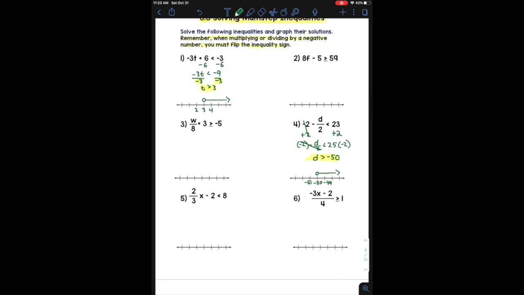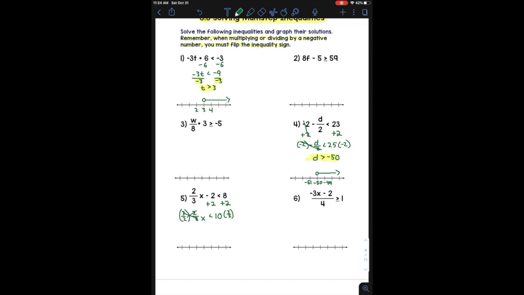I'm going to skip to number 5, in which the first step we should do is add 2 on both sides. We would be left with 2/3 x is less than 10. 2/3 is now being multiplied to x, so we technically want to divide by 2/3 on both sides. But how do we divide fractions? We're going to multiply by its reciprocal, which means flip the fraction upside down. The reciprocal of 2/3 would be 3/2, or 3 over 2.